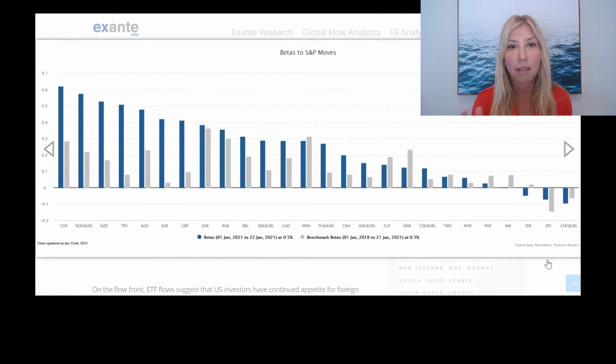Now I'm moving on to a chart that was not in the Week in Review. This is an extra chart. It's the same chart, but from the start of the year: FX betas to moves in the S&P 500. The blue columns are now betas from January 1st, 2021 to the 22nd of January. And you see the same thing holds true. The betas for FX are elevated compared to the benchmarks, which is the gray column. This is especially true for the Colombian peso, the Norwegian krone against the euro, the kiwi, and the lira.